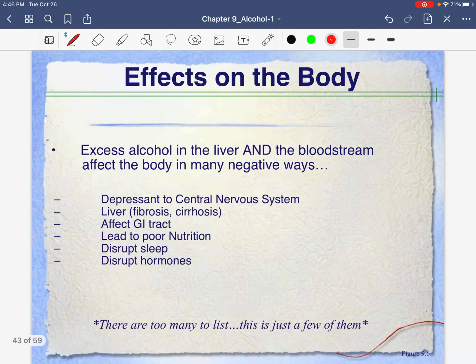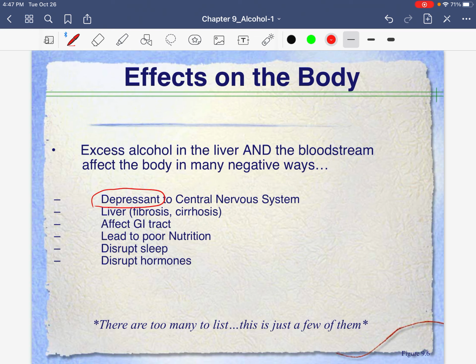What are the effects of alcohol? Here are some of the effects. What I want to point out, alcohol is a depressant. I think some people make the mistake of thinking that alcohol is a stimulant. Cocaine is a stimulant, right? Amphetamines are stimulants. They increase central nervous system activity, but not alcohol. Alcohol has a depressive effect.